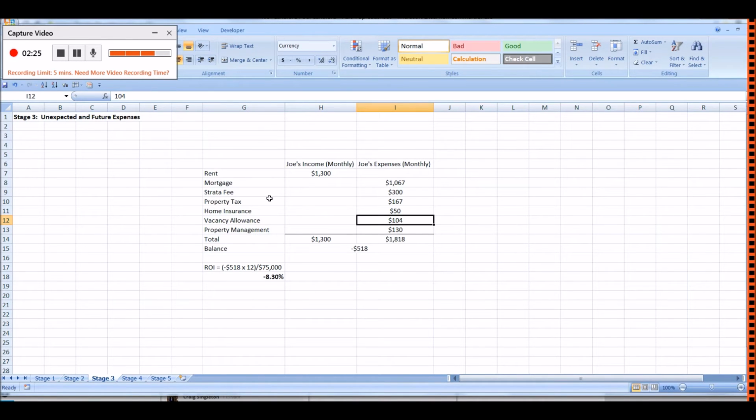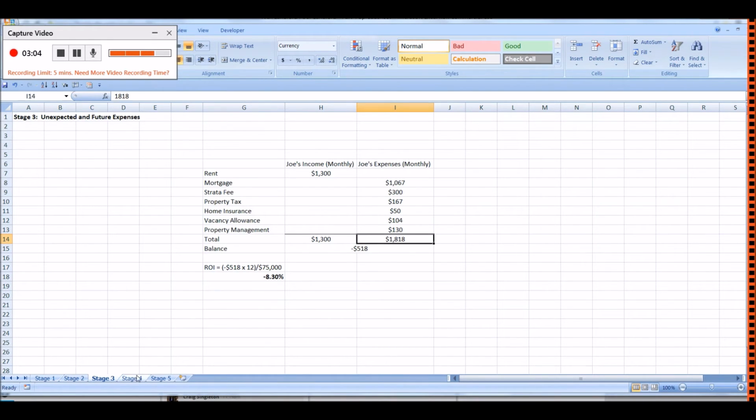Vacancy allowance is, let's say, 1 month out of the year, so 1 divided by 12 months equals about 8.3%. We'll round it down to 8%. So 8% of the monthly rent of $1,300 is $104. So you add that in. Property management allowance is about 8 to 10%, but we'll be a bit conservative: 10%, $130. 10% of the rent is $130. So you add them all up, you get $1,818 of monthly expenses, $1,300 of income. Cash flow negative $518. Plug it into the ROI formula, you get negative 8.3%.